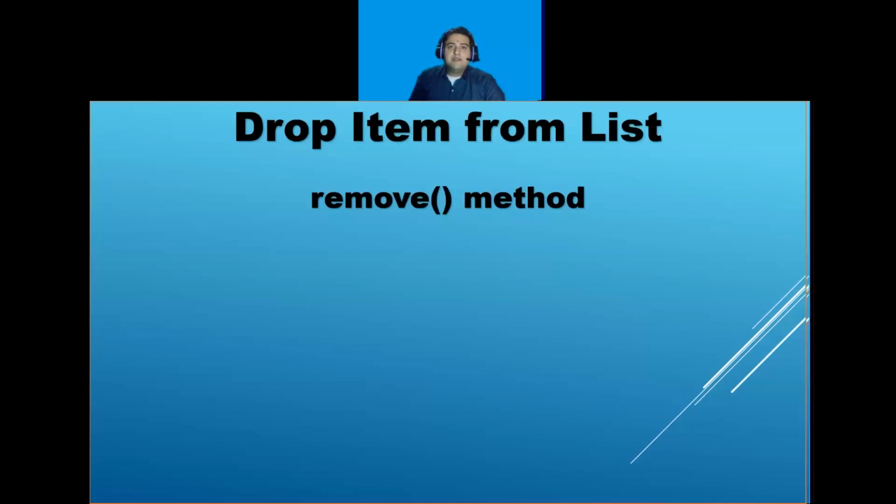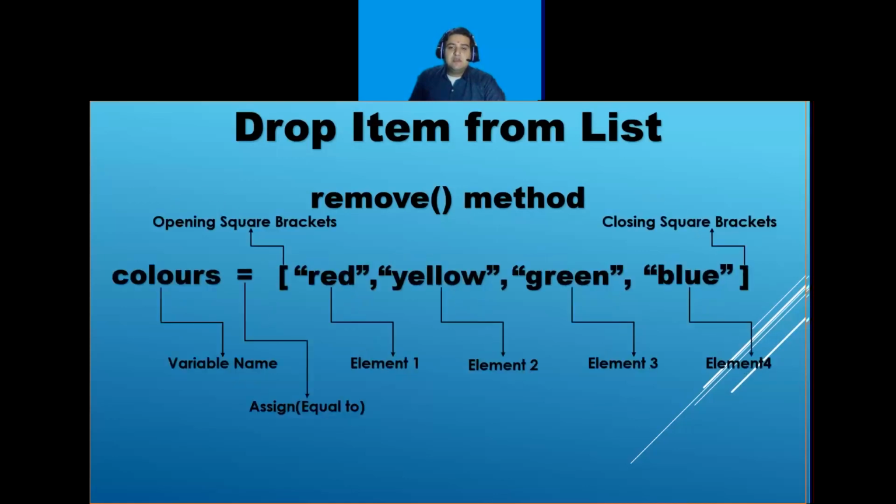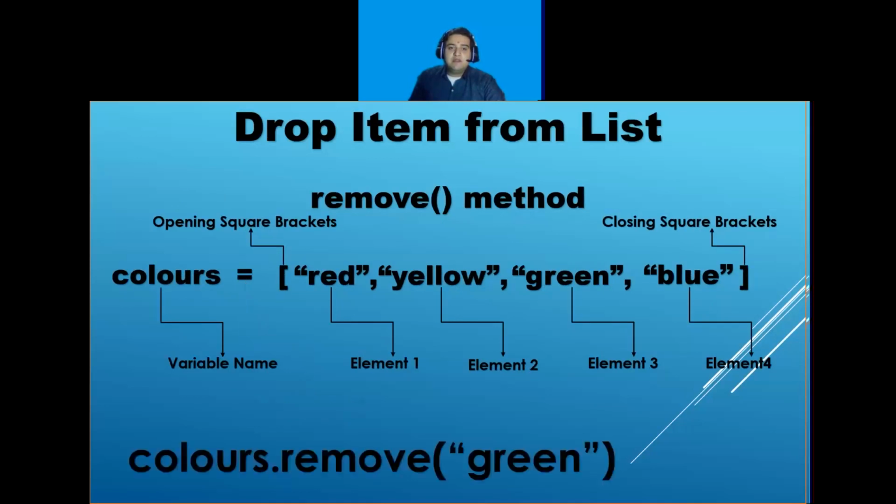The remove method removes the specified item from the list. So here is my list, and from this list I want to remove green. So I will write colors dot remove method, and in brackets I will mention the element which I want to remove. So green will be removed from this list, and blue will be shifted towards the left.